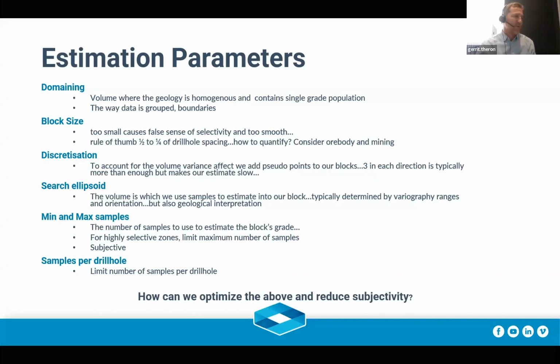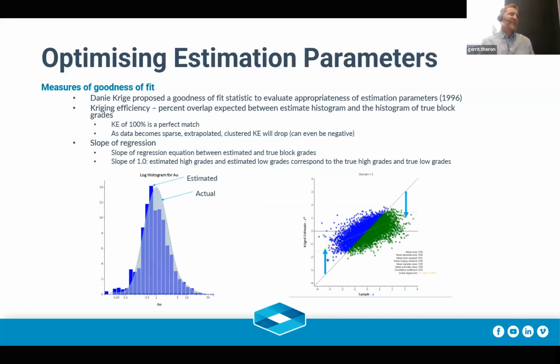The question is, how can we optimize these and reduce subjectivity? Okay, so I want to reiterate that your geological knowledge and common sense needs to prevail over these methods, but these methods you can use as a tool to guide you in your decisions. So Dani Krige proposed a goodness of fit statistic to evaluate the appropriate estimation parameters back in 1996. The two statistics that he developed were the Kriging efficiency and the slope of regression.